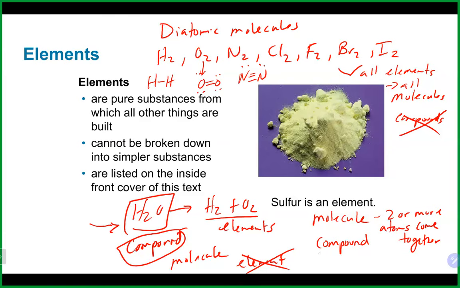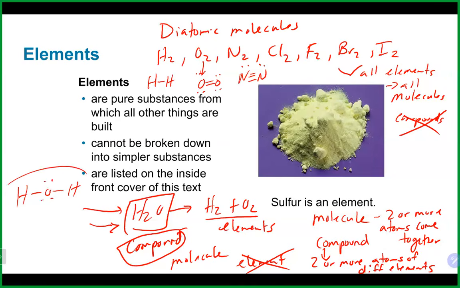A compound, on the other hand, needs 2 or more atoms of different elements. So that's what we see here with water. Water is hydrogen and oxygen together. So that is two or more atoms of different elements that came together, which makes a compound. It also meets the basic definition of two or more atoms that came together, which is why it's also a molecule. It is not an element because it contains atoms of two different elements together. It contains hydrogen and oxygen together, so it's not an element.